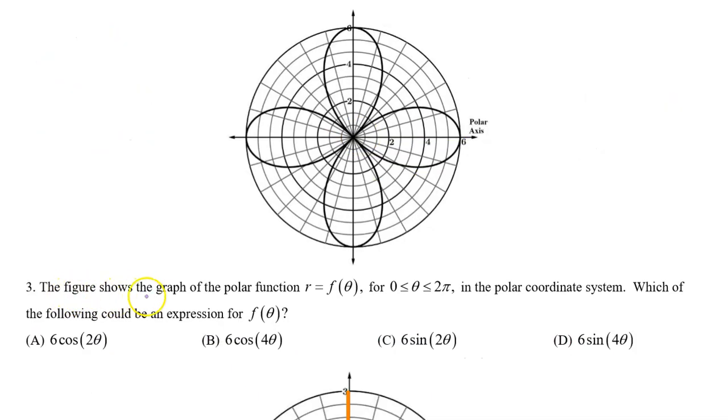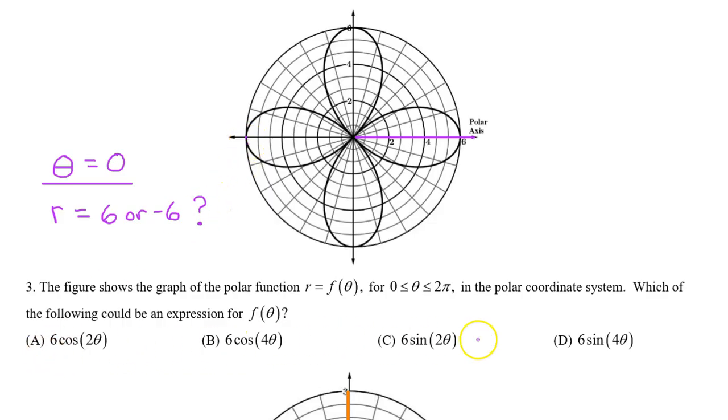Number 3. The figure shows the graph of the polar function r equals f of theta on the interval from 0 to 2 pi in the polar coordinate system. Which of the following could be an expression for f of theta? Let's start by investigating what's going on at theta equals 0 radians, which is right here on the graph. It's always good to start at one of the petals. At 0 radians, we see this r value of 6. Or it could be -6 if it reflected in the opposite direction and landed right here.